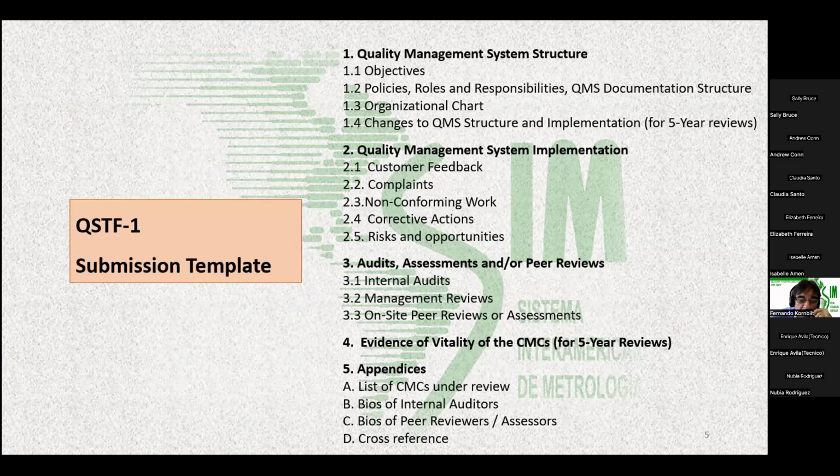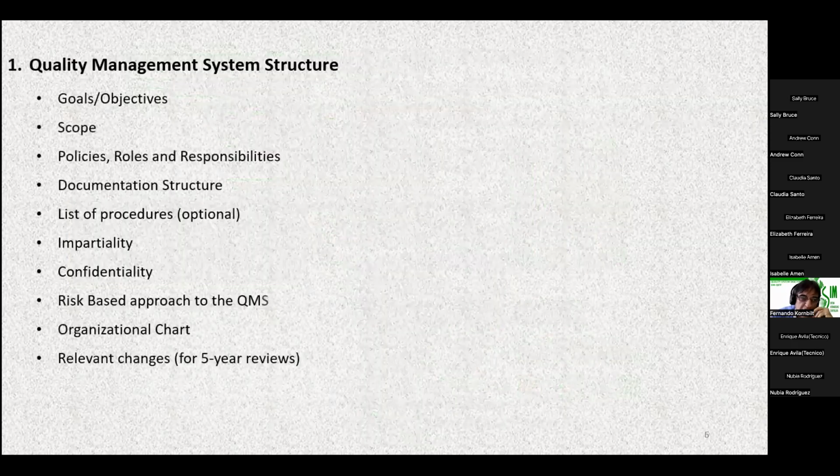QSTF-1 has this structure. This table of contents has five chapters. Chapter 1 talks about the QMS structure. Chapter 2 covers the day-to-day implementation of the system and some events that are necessary to prove that the system operates properly. Chapter 3 covers assessments that the QMS receives: internal audits, external audits, management reviews. Chapter 4 would be evidence of vitality, which Isabel mentioned, and chapter 5 has some appendixes. Then we will delve deeper into one of these chapters.